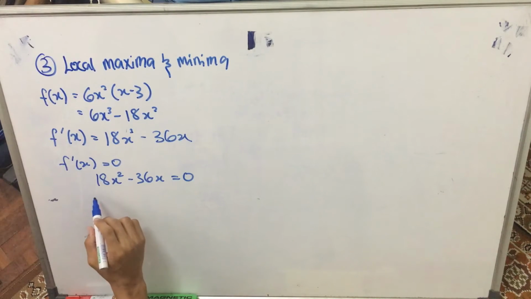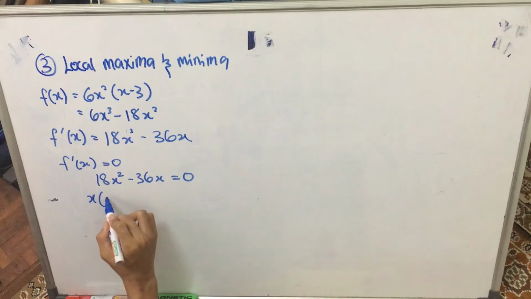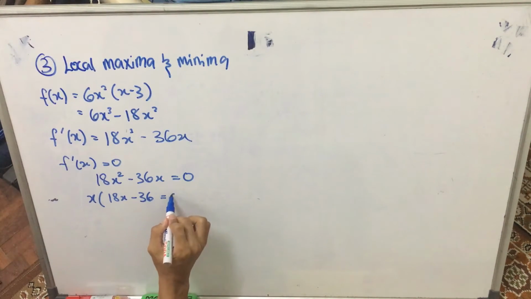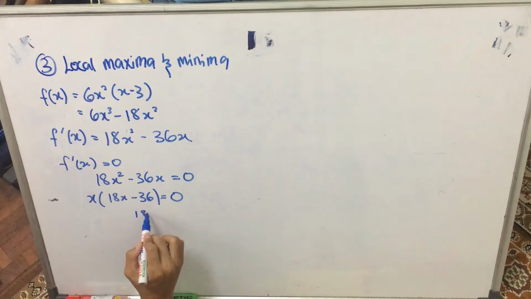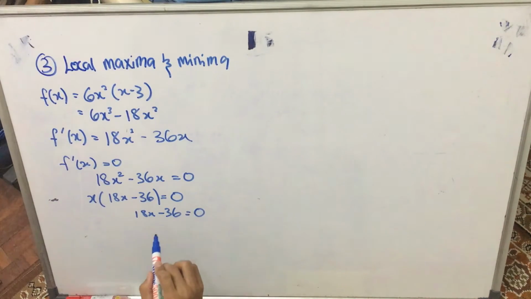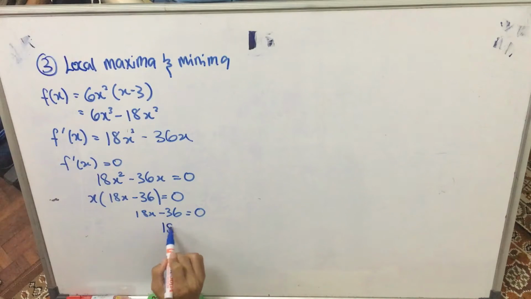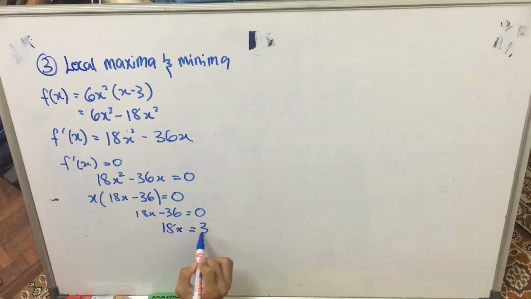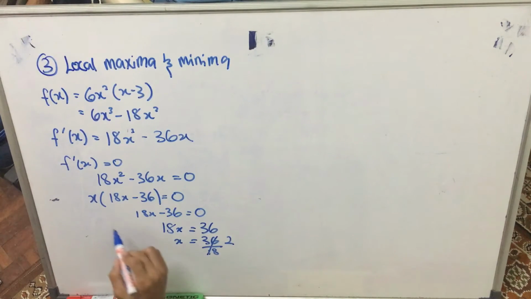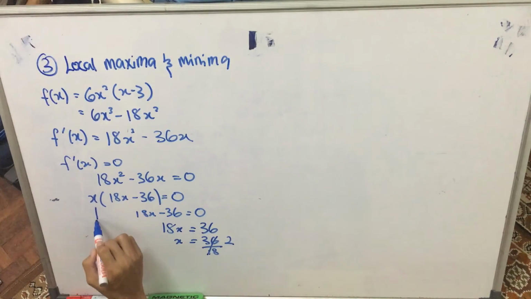Now we need to factorize it, bring the x to the outside. 18x minus 36 equals 0. Bring 36 to the other side. Then 36 divided by 18, we will get 2. So the x value is 2. And the second one, x is equal to 0.